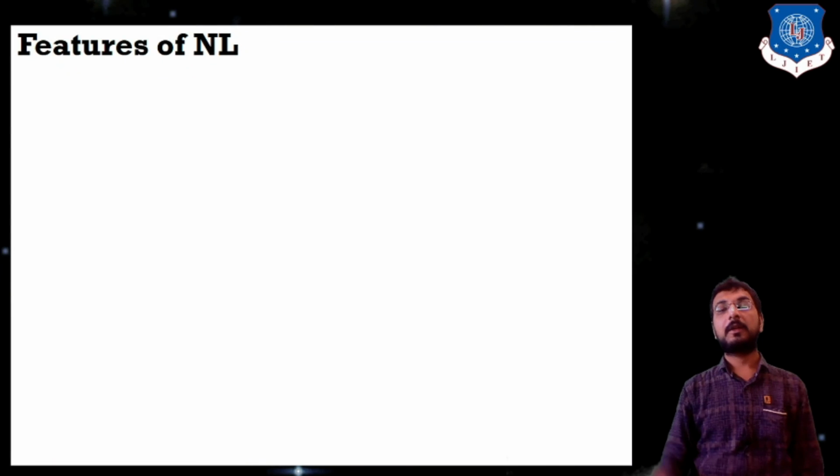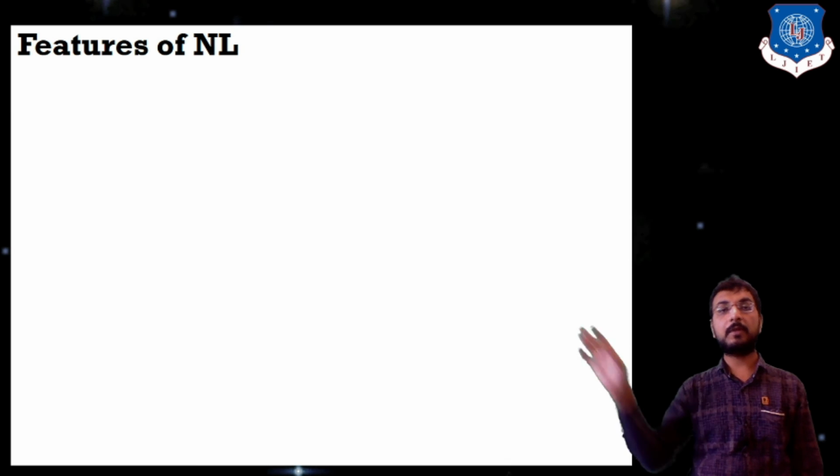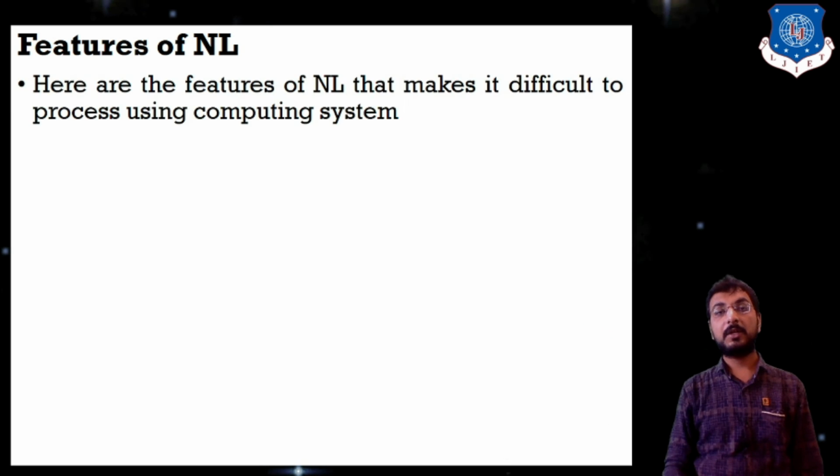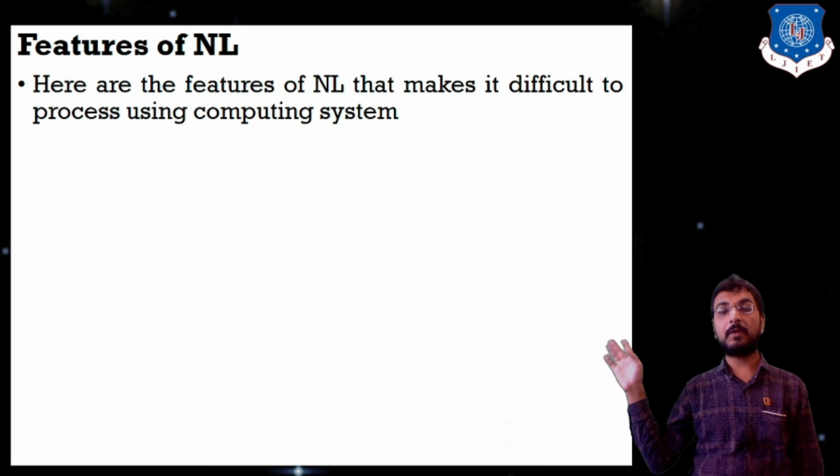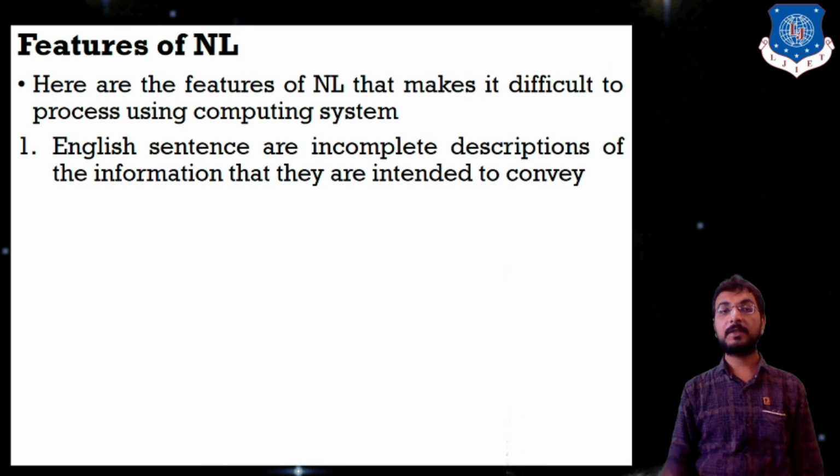Now the last topic of this chapter is features of natural language which make it difficult to interpret. Here are the features of natural language that make it difficult to process by a computing system. First, English sentences are often incomplete descriptions of the information they are intended to convey. For example, a phrase is a collection of words, but that collection of words will not sometimes produce the perfect meaning. So that is called a feature of natural language.